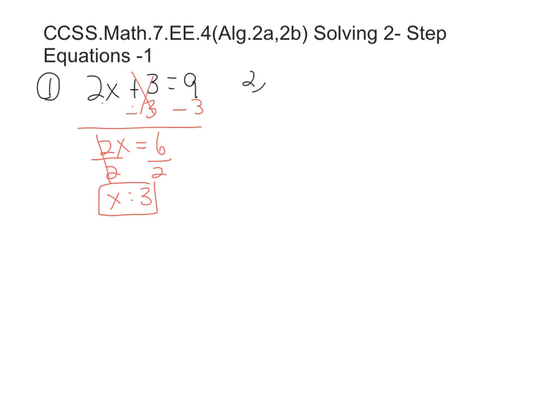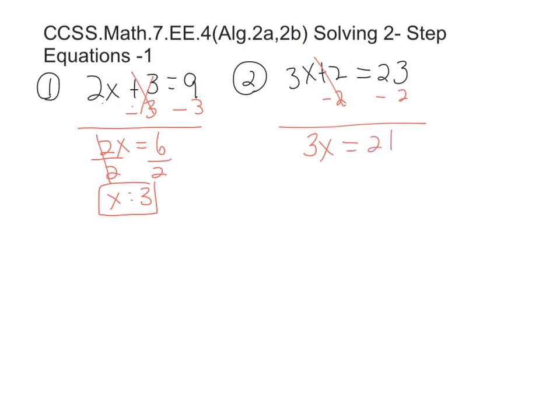Number 2, the second example, would be 3x plus 2 equals 23. Okay, so we're going to start on the x side, and we're going to take away the constant first. So here's the constant, plus 2. We're going to take away 2 on both sides. So always start with the constant. So you get left with 3x equals 21.